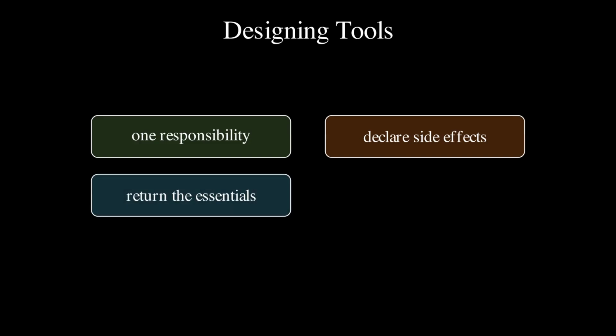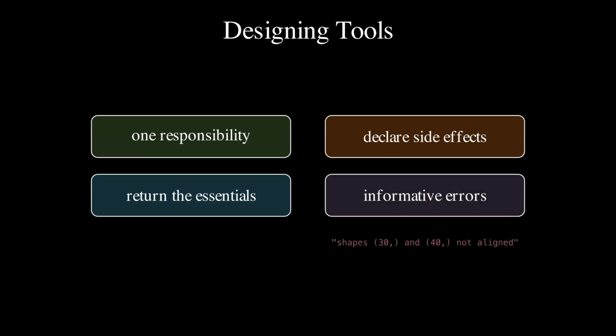Three: return only what the model needs. A tool that returns 100 lines of raw data when the model needs a single score fills the context window for nothing. Post-process to the informative essentials. Four: return informative errors. When a tool fails, its error message becomes the model's next observation. An error that says shapes 30 and 40 are not aligned lets the model self-correct. An error that just says error does not.